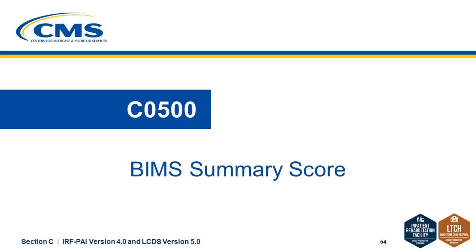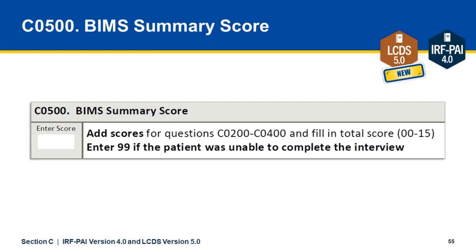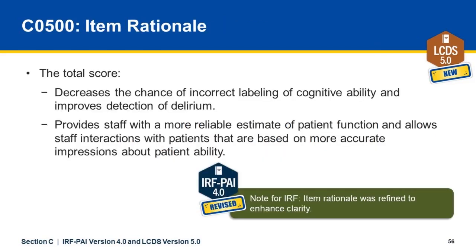So now let's look at C0500, the BIMS summary score. This item identifies the total score for all the questions that were asked in C0200 through C0400. This total score decreases the chance of incorrect labeling of cognitive ability and improves detection of delirium. It provides staff with a more reliable estimate of the patient's function and allows staff interactions with patients that are based on a more accurate impression about the patient's ability.